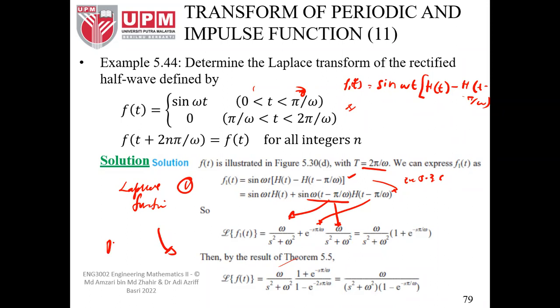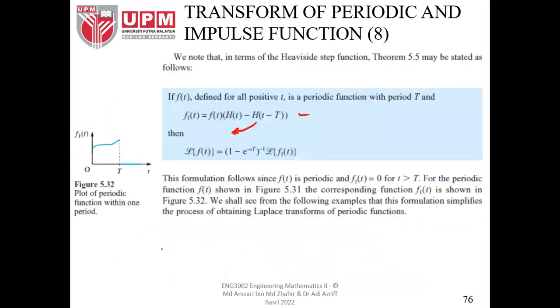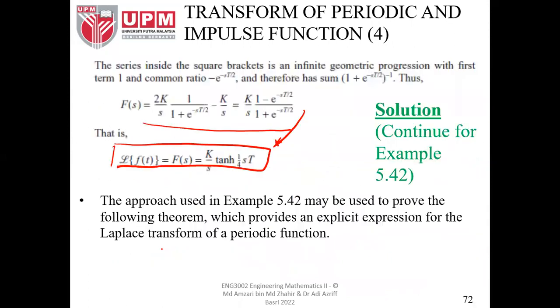So first thing first, you need to solve the Laplace of the function. Second, you need to use the theorem of half wave, the theorem of impulse. So you need to use this theorem. Once you have this one, you need to use the other theorem. You have the k/s. What you need to do is make sure your denominator and numerator are almost the same, something like a conjugate. When in this form, you can change to k/s hyperbolic tangent 1/4 sT.